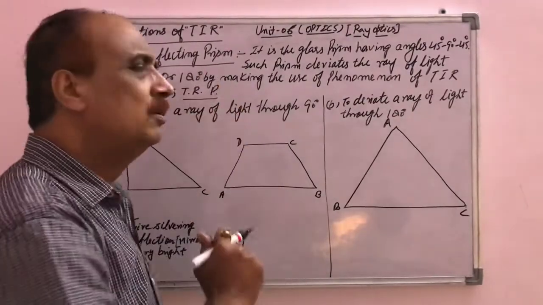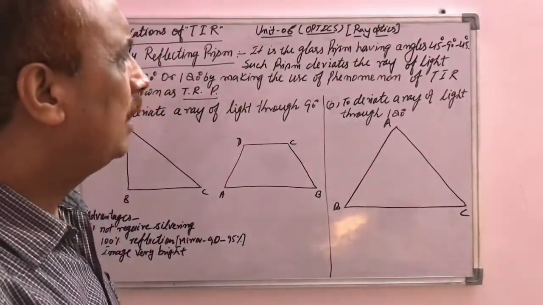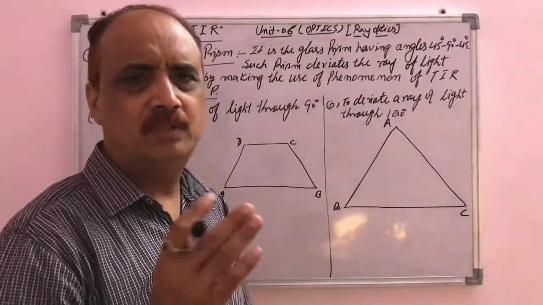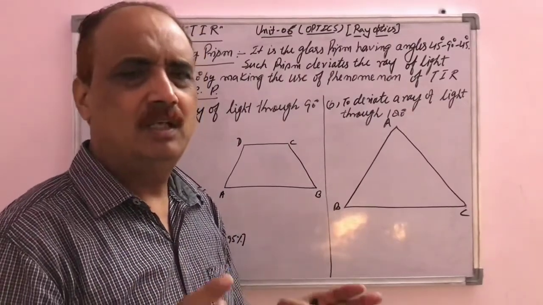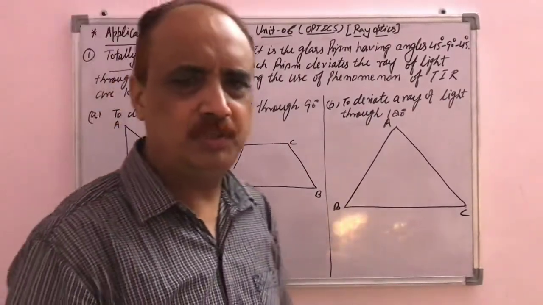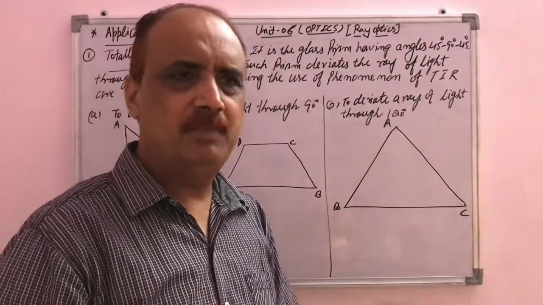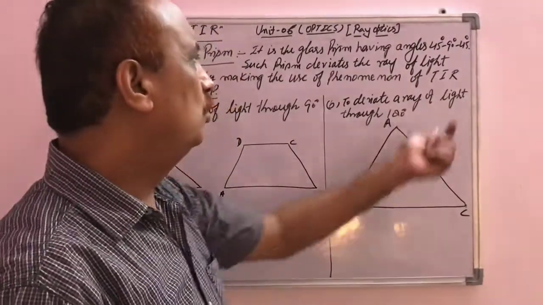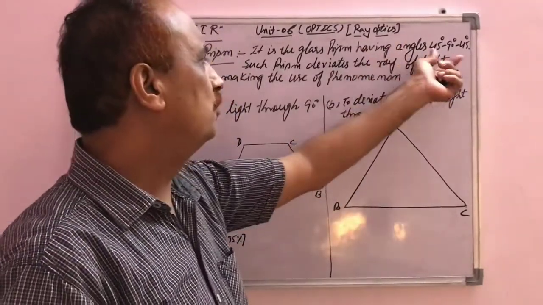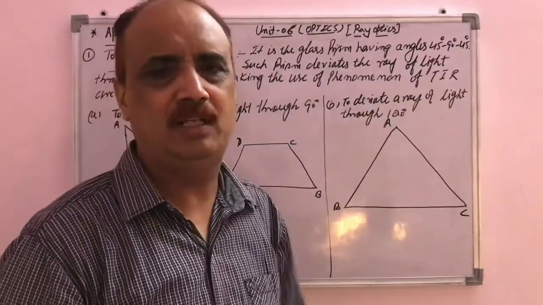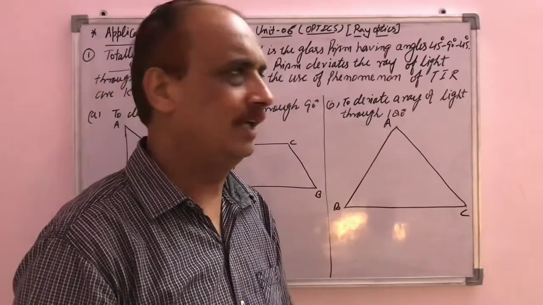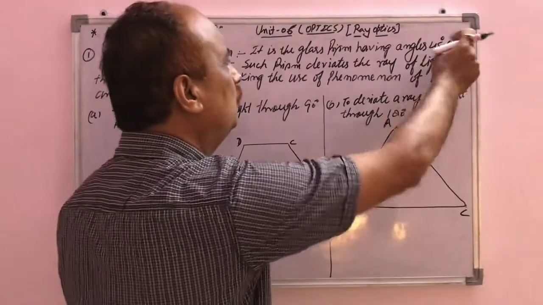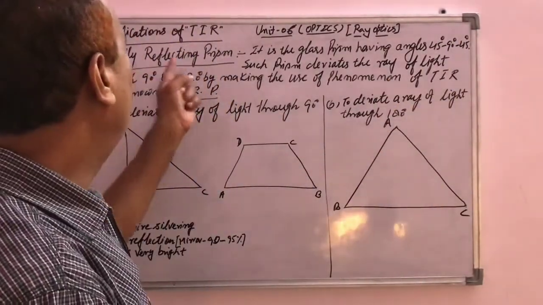So first, what is a totally reflecting prism? A totally reflecting prism is a prism having the angles 45 degree, 90 degree, 45 degree. In this prism, two angles are equal to each other, 45 degree, made on the base of the prism, and one angle is 90 degree. The triangle formed by this 45, 90, 45 degree is an isosceles triangle. A prism with angles 45, 90, 45 is known as a totally reflecting prism.